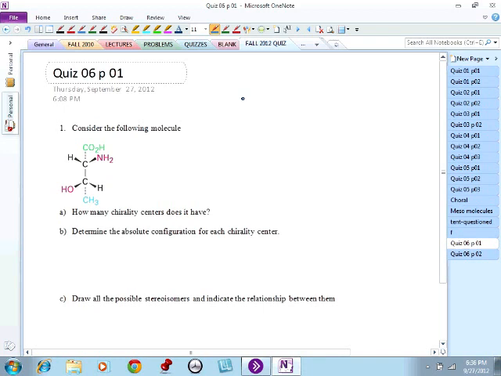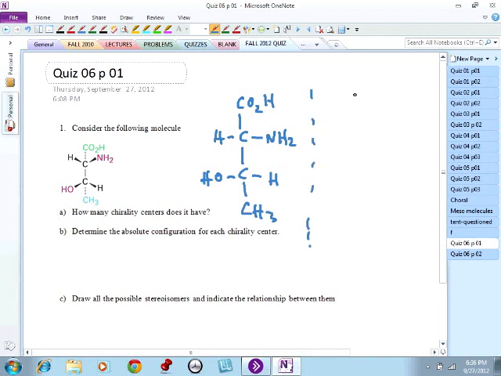Okay, we start with, by the way, how many possible stereoisomers are here? 4, okay. And then what do we do when we draw the first one? The mirror image.